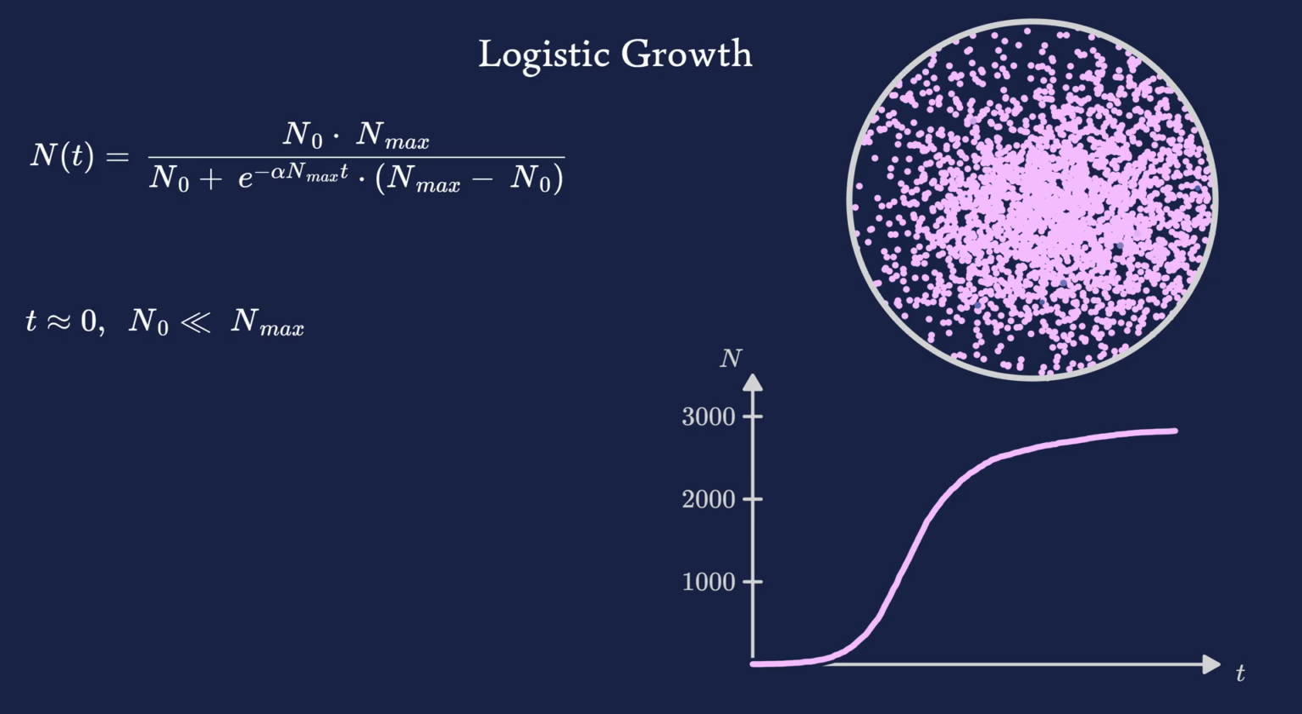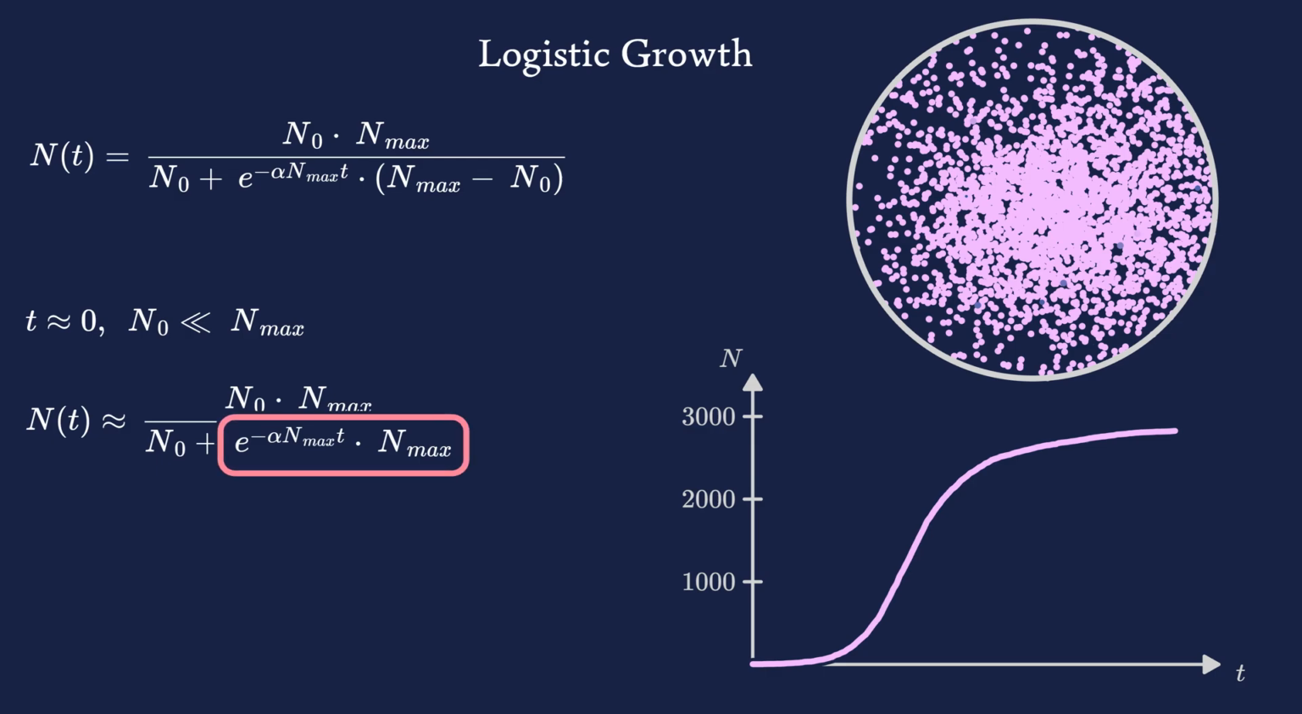For the factors in the numerator, this doesn't say much, since a small number times a large number can be anything. But in the denominator, we subtract them from each other at the end. Because we assume that n0 is much smaller, we can approximate it with 0 in this comparative case. Next, the exponential factor is very close to 1, since we assume that t is very close to 0. That means the second summand in the denominator is close to n max, and we add n0 to it. With the same argument as before, n0 being negligible, we can set it to 0 again.